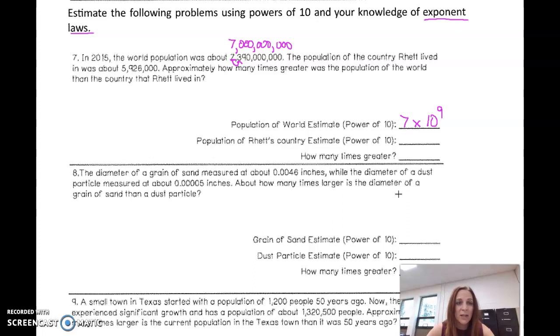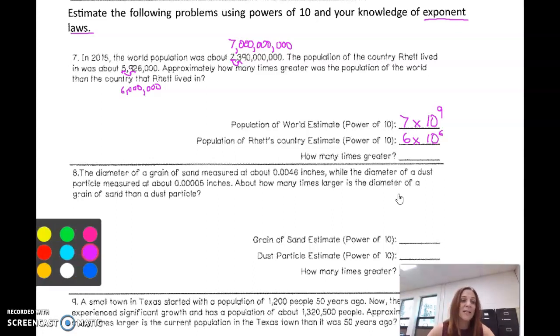Now for the country Rhett lived in, the 9 tells us to round the 5 up, making this 6 million. So I'm going to rewrite this as 6 times 10 to the 6th. Now let's talk about how many times greater.